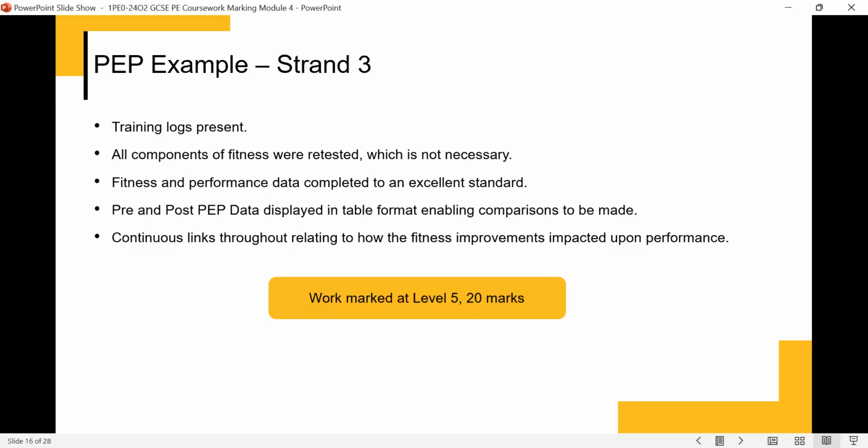Sean, why would this get a level 4 then? Well, we don't just assess strand 2 on SMART targets. We also take into account methods and principles of training as well, and the level of analysis. So it's not just solely on that. And it's at the bottom of level 4 as well, 1 mark above level 3. We were told to include performance data.